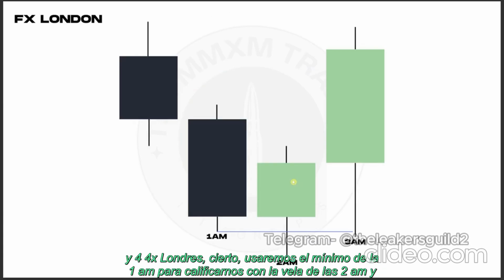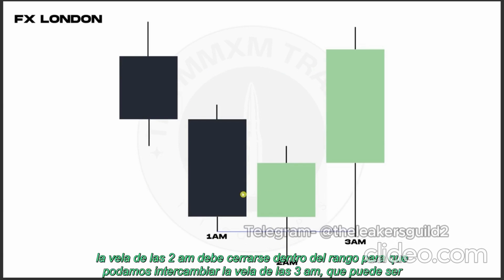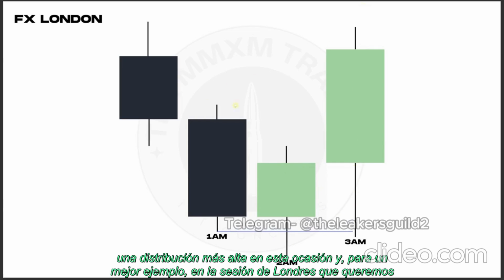And for Forex London, we're going to be using the 1 a.m. low getting raided by the 2 a.m. candle, and the 2 a.m. candle needs to close inside of the range, so we can trade the 3 a.m. candle, which can be a distribution up higher in this occasion.